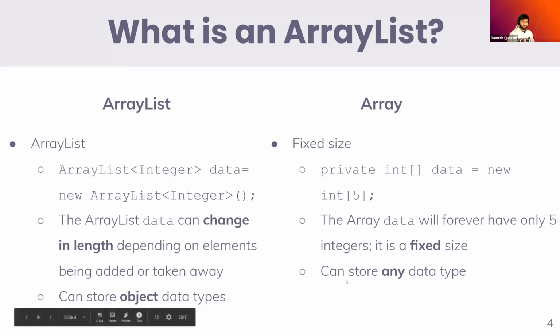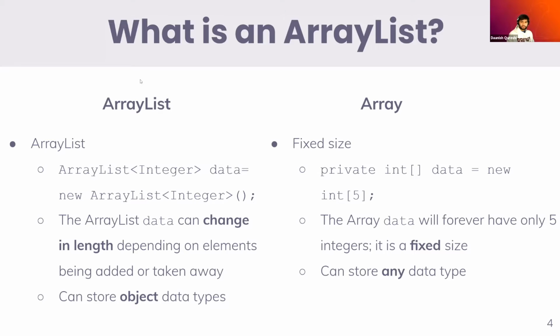And an array can store basically any data type. It can store strings, doubles, and Boolean variables. Whatever you want, it can store. And we've seen this. We've seen Boolean arrays, we've seen other types, and we've seen arrays with strings in them.